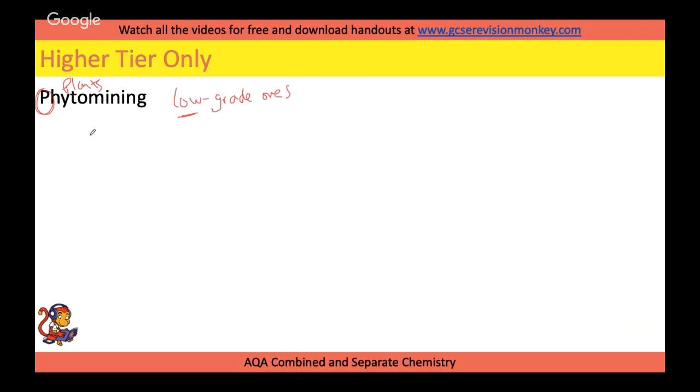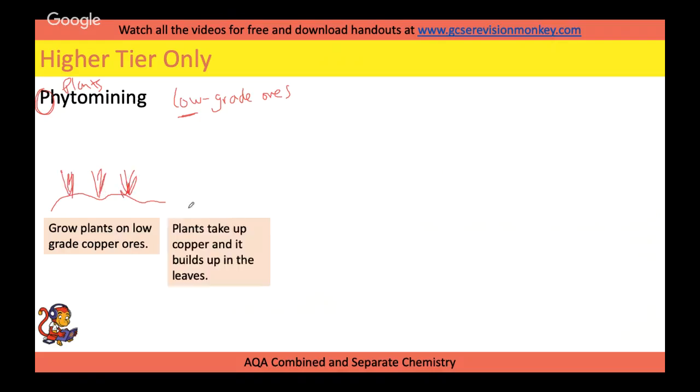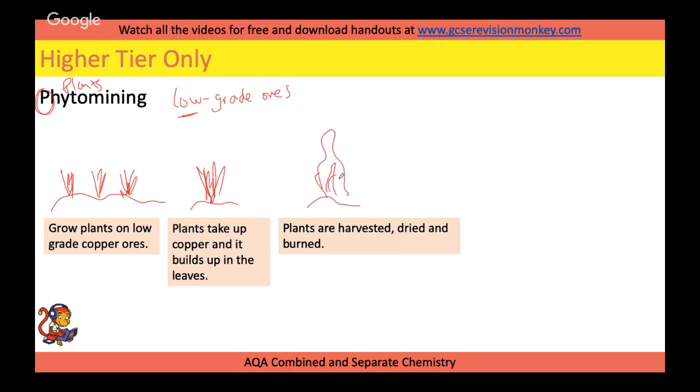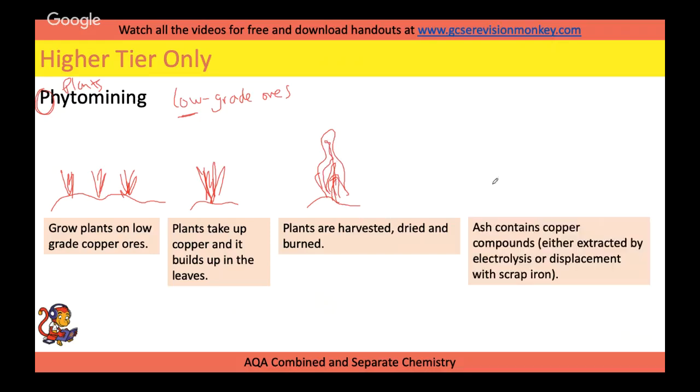So this one is to do with plants. First of all, you'd have your ore, and you'd grow plants on your low-grade ores. The plants would take up the copper in the leaves, and it will build up in the plant. You will then harvest them, so cut them, dry them out, and then burn them. And then you would end up with some ash which contained copper.